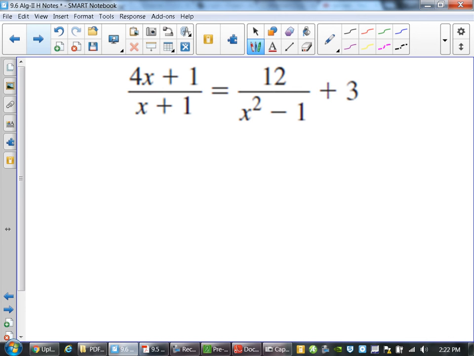Okay? So 4x plus 1 over x plus 1 is 12 over x squared minus 1, all plus 3. What do I have to factor here? And what do you get? Good. So hopefully when you wrote this down, you wrote it as this over x minus 1, x plus 1. Right? I hope. Okay. What are you going to multiply everything by to get rid of the fractions? What's going to be the common denominator? X minus 1, x plus 1. I'm going to multiply it by the common denominator, which would be x minus 1, x plus 1.